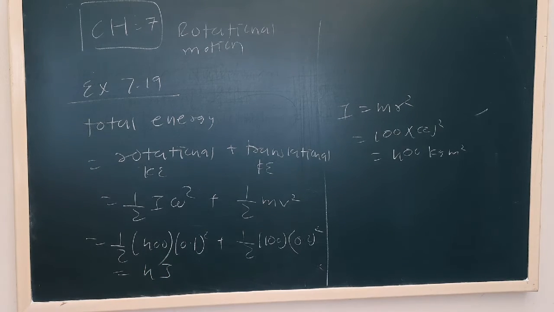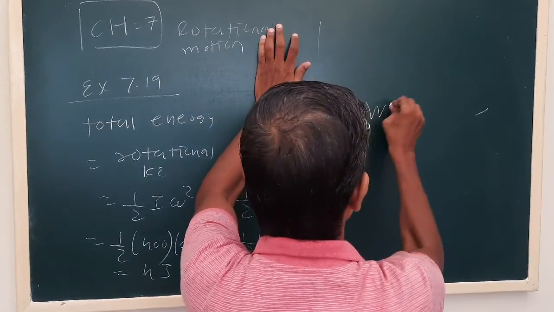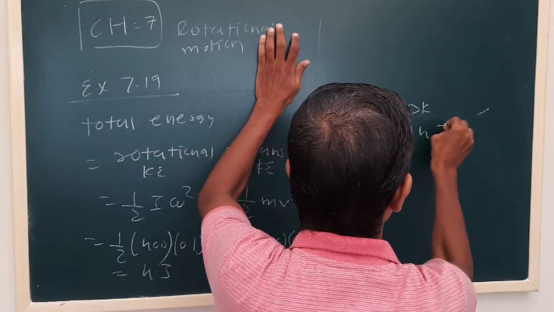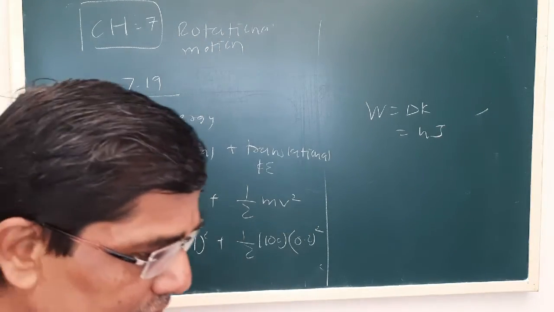Now see what is the work done. W is equal to delta K. That will be 4 joule. So this is about exercise number 7.19.